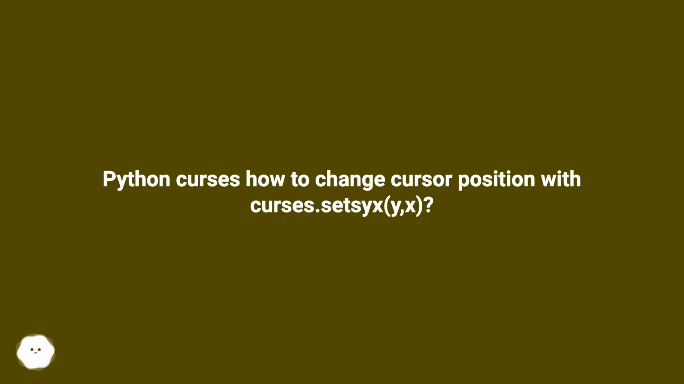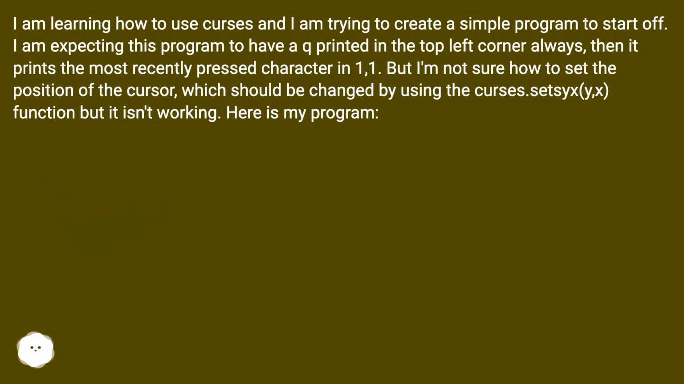Python curses. How to change cursor position with curses.setsyx(y, x)? I am learning how to use curses and I am trying to create a simple program to start off.